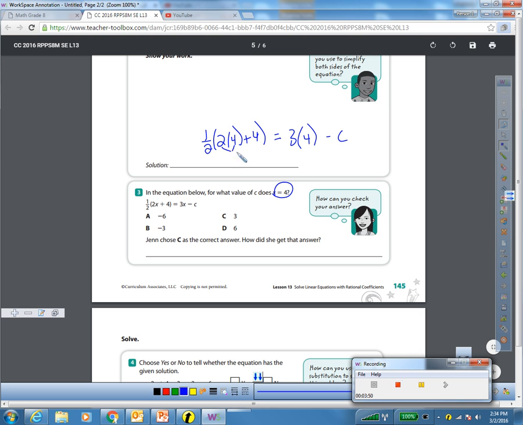So let's see, that gives me 8 plus 4 will be 12, and then half of 12 is 6. This gives me 12 here. So 12 minus what gives me 6? That has to work. Jen chose C. How did she get this answer? She probably ignored this half, and probably left it 12 or something like that. So probably ignored the half there.